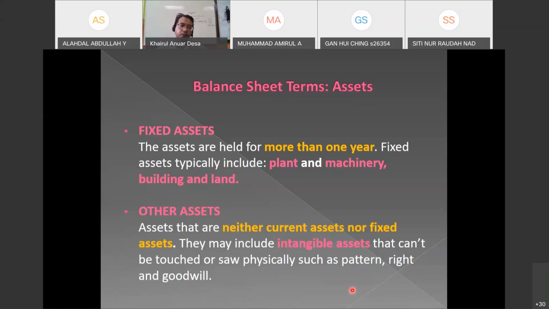And the other one is the goodwill. Siapa boleh explain what is the goodwill? Apa itu goodwill? Goodwill juga adalah merupakan aset, intangible asset. Anyone, please? Apa maksud goodwill tersebut? Google lah.